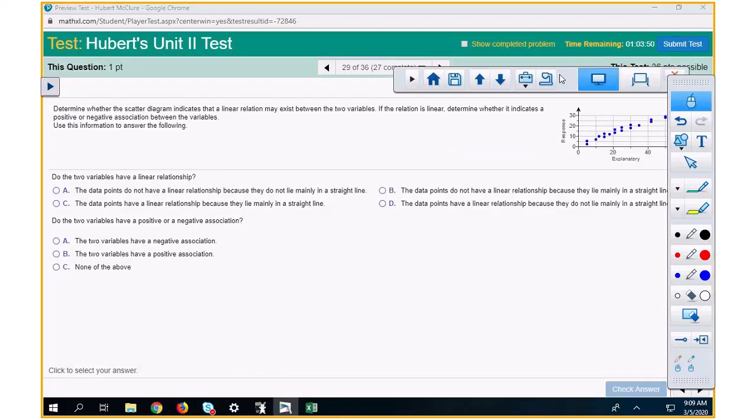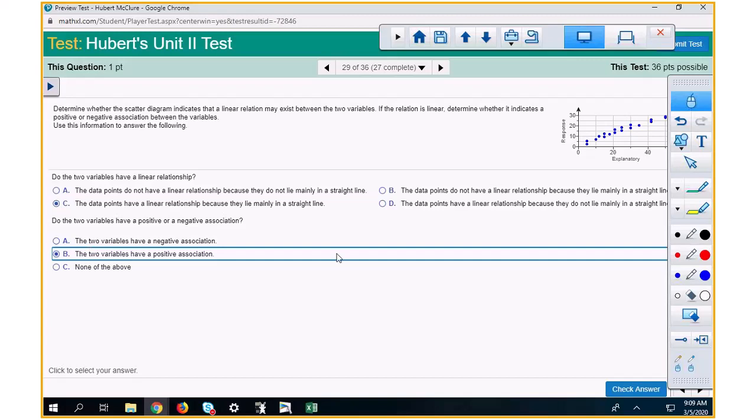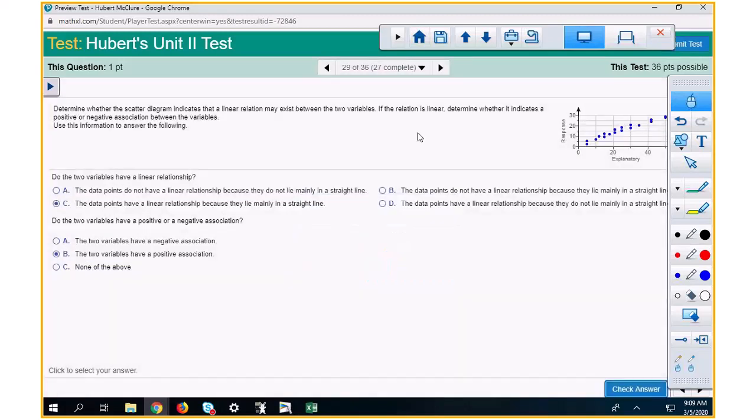Determine whether the scatter diagram, look at the scatter diagram. This is a homework question. We've had this. Okay, what is this? This is a positive what? Correlation. Which one says positive? Linear, because they lie. Okay, it's either C or it's B. But that says do not, so I think it's C. Do the two have a positive or negative association? Positive. And that should be it.